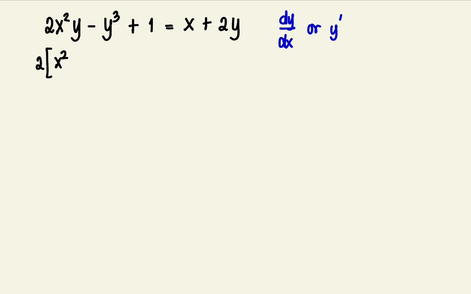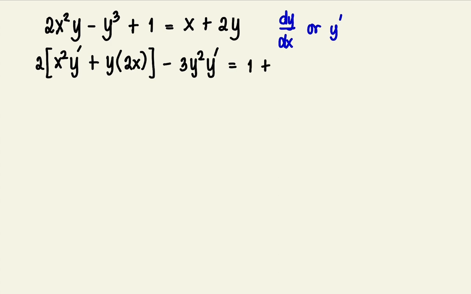The second factor is y, and its derivative is y prime, plus copy the second factor y, and multiply it to the derivative of the first factor, which is x squared, and that is 2x, minus, for the second term, y cubed. The derivative of y cubed is, using the power rule, 3y squared y prime, and then the derivative of 1 is just 0. So we proceed to the right side, equals, the derivative of x with respect to x is 1, plus the derivative of 2y is 2y prime. So differentiation ends in that step.